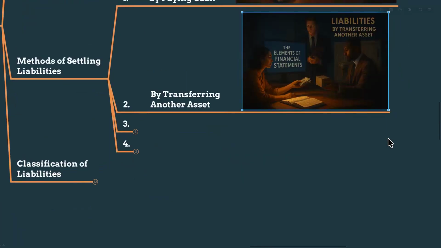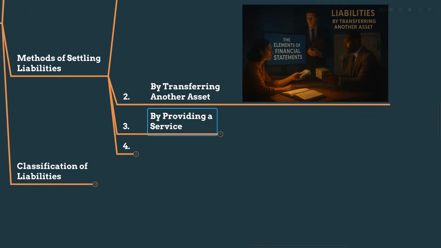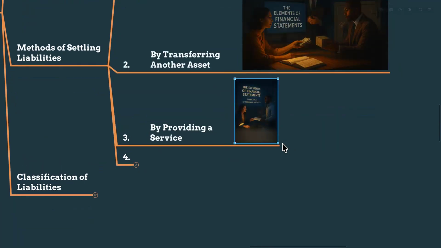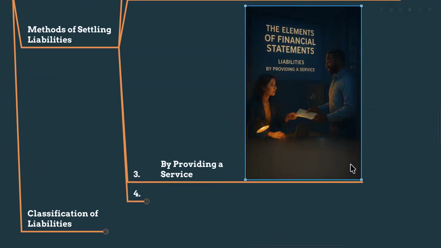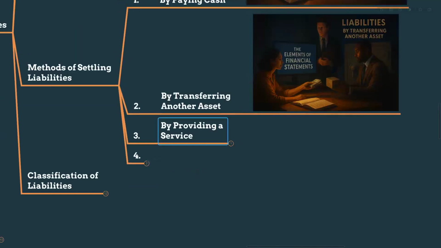You give something else of value to settle your liability. Let's say you are going to give your old computer to a supplier and you are settling rupees 25,000 debt you owe to them. That is by transferring another asset, as well as by providing services. For the debt you owe to them, you are going to work for them. You are going to give some services. Let's say you are a graphic designer. You design the logo for the landowner to offset your month's rent liability. That is by providing a service.